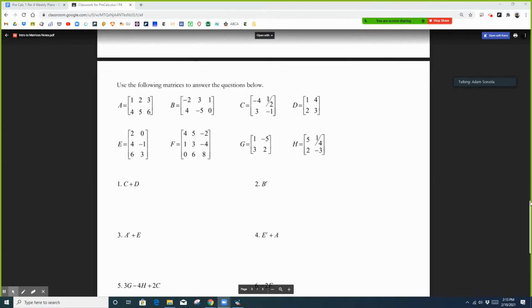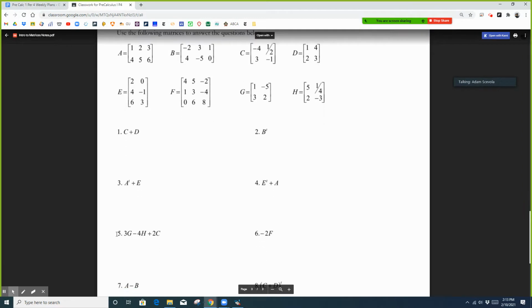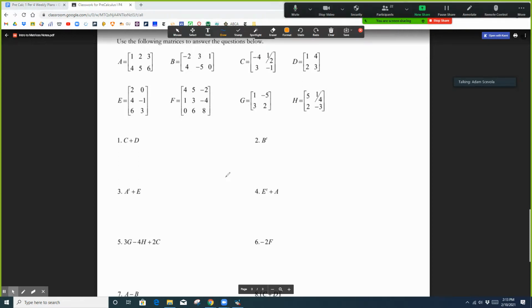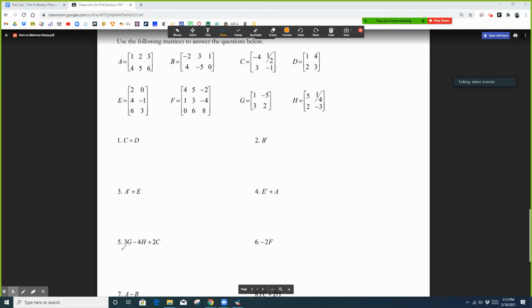All right, for 5, what you would do is perform these operations of subtracting and adding, but first you would apply the scalar multiplication. So let's do this one together, number 5. 3G. If we look at G up here, then 3 times G is going to be 3, -15, 9, and 6. So that'd be 3 times G.